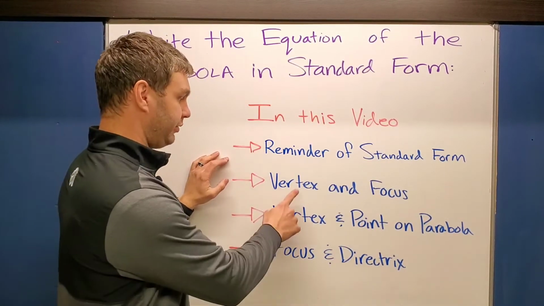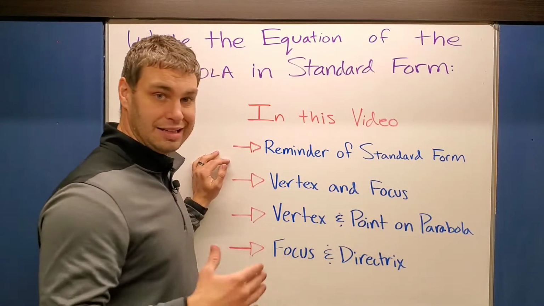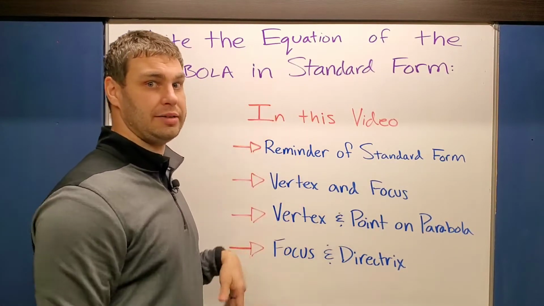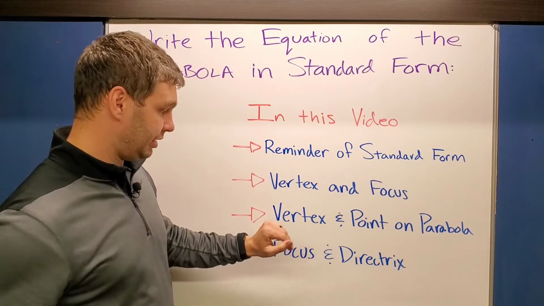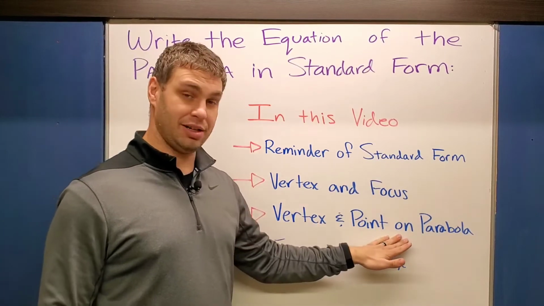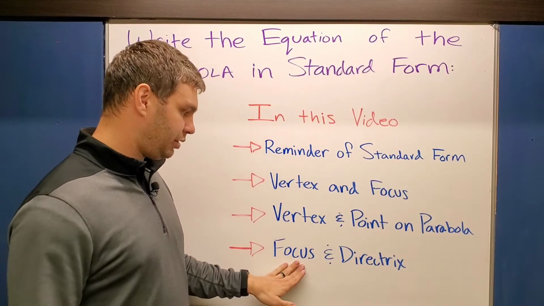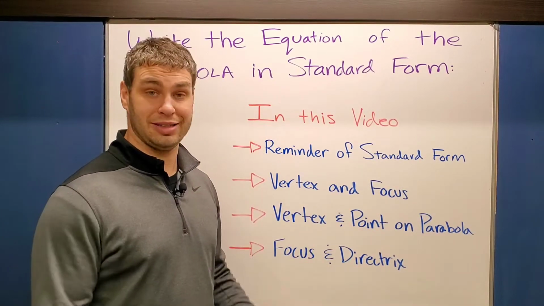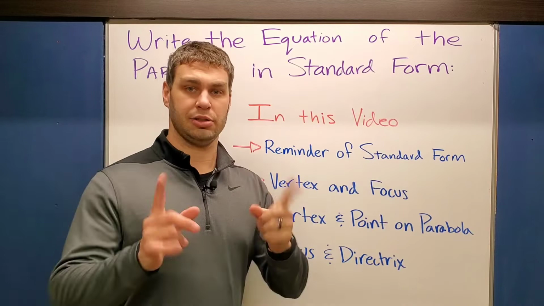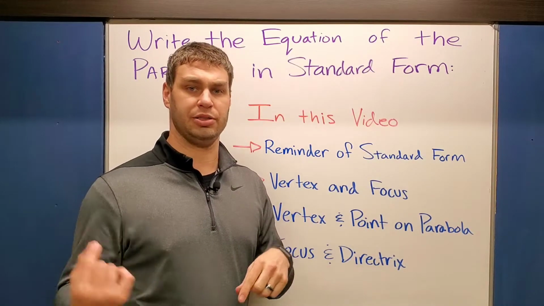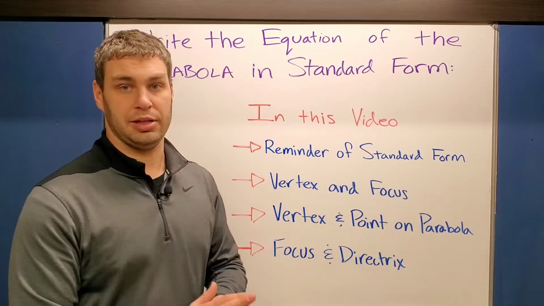In our first one, we're going to give you the vertex and the focus, and just with those two things, we're going to write the equation of a parabola. In the next one, we're going to give you a vertex and a point on the parabola, so on the curve of the parabola. And in the last one, we're going to give you the focus and the directrix, and then write the standard form from that. There are timestamps in the video player down below. You can drag it to whichever one you need, but otherwise, let's get into it.